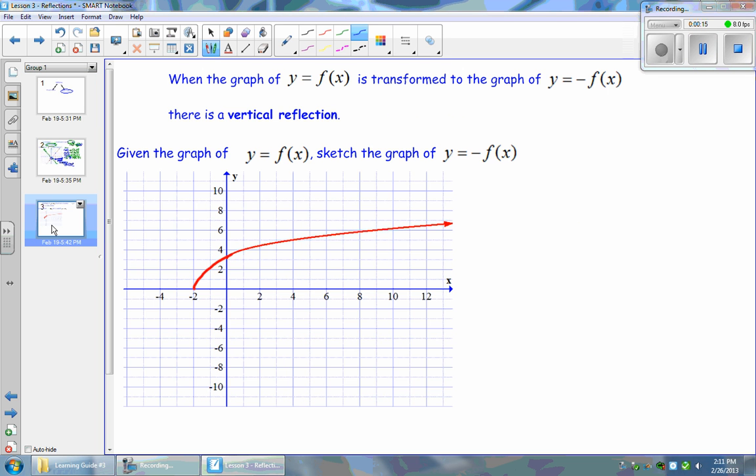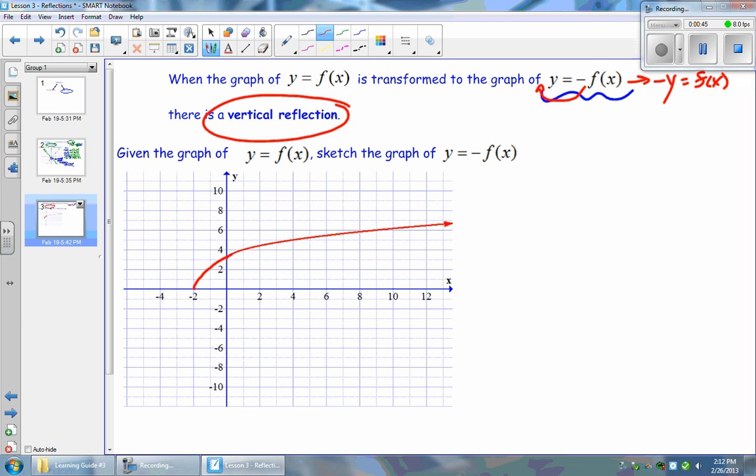Moving on to the next slide, it says when the graph of y is equal to f of x is transformed to the graph of y is equal to negative f of x, we have what is called a vertical reflection. Looking at this function, y is equal to negative f of x, you can rewrite it if it's easier to visualize what's happening. That negative can actually come in front, so this function can be rewritten as negative y is equal to f of x.